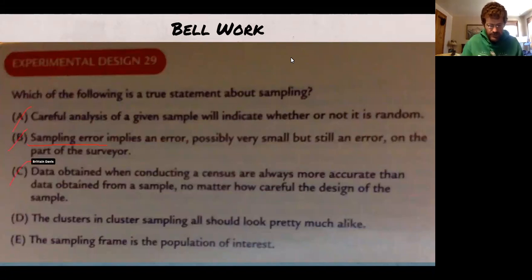So D, the clusters in cluster sampling should all look pretty much alike. I don't object to that one at all. I think that one's the correct answer.